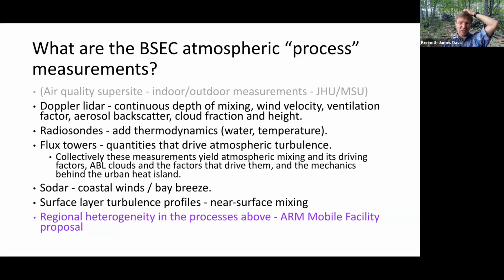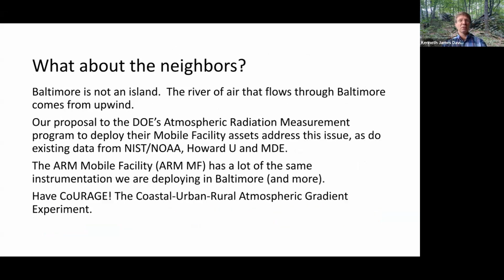And then last, what about the neighbors? Right? Baltimore's not on its own. The river of air comes from somewhere. And while we like to study the urban system, it may be that we have problems simulating Baltimore because we don't simulate the neighbors very well. So we put in a proposal to DOE's atmospheric radiation measurement program to deploy their mobile facility. Now, don't get it wrong. It doesn't drive around. Mobile means they'll stick it somewhere for a year and then they'll pick it up and stick it somewhere else for a year. That's mobile. So we asked them to put their mobile facility here to address this regional heterogeneity issue.